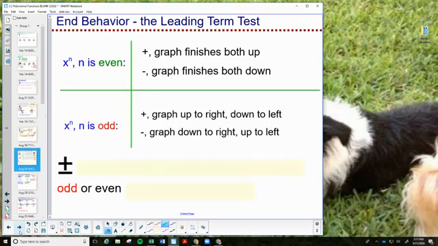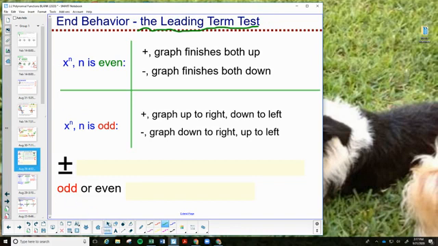First of all, your end behavior is based on the leading term test. So we just need the leading term. Our polynomial could be huge. It could be y equals 2x to the power 11 plus 3x to the power 9 minus 57x plus 2 million. I don't know. All we want is the leading term.